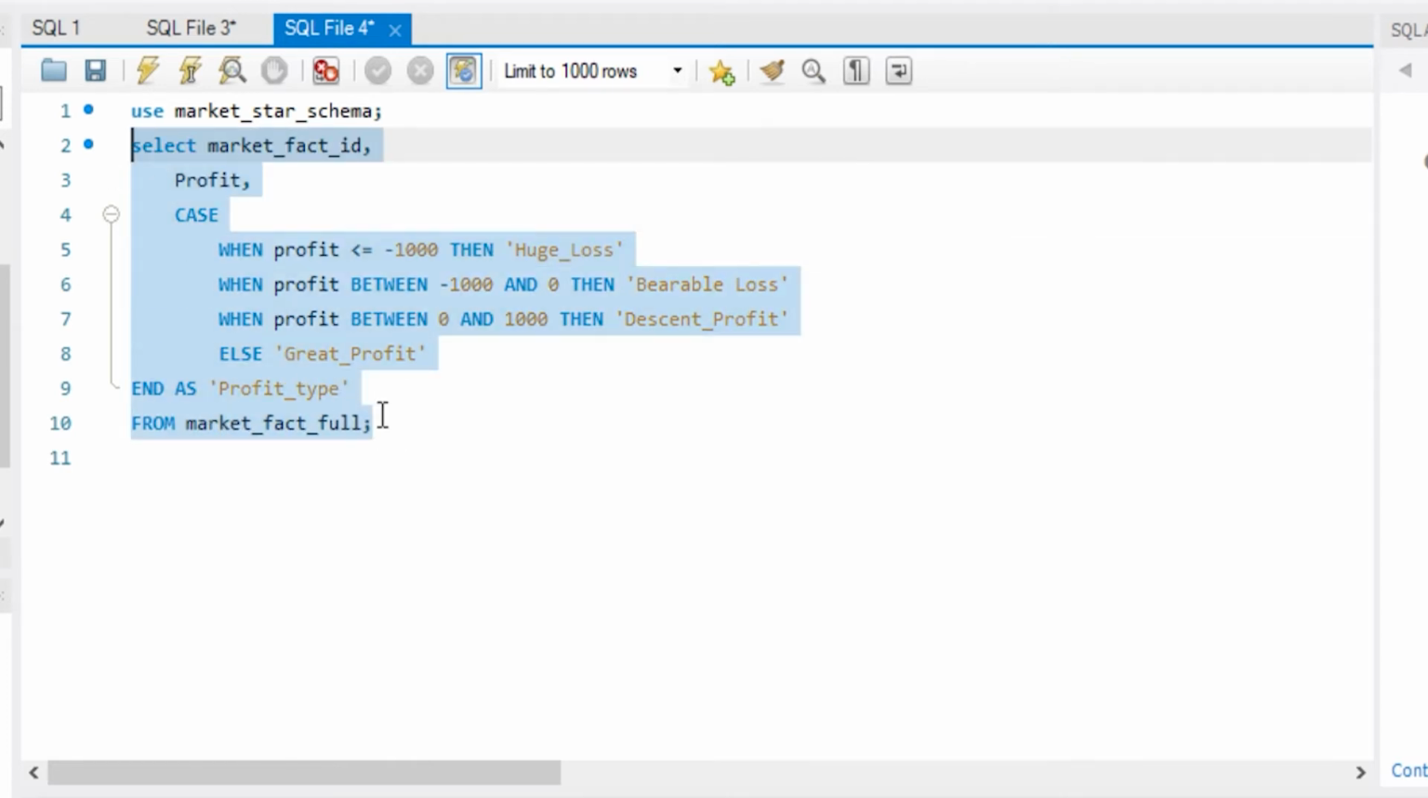So this question can be solved using the query: select market_fact_id, profit, case when profit less than or equal to -1000 then 'Huge loss', when profit between -1000 and 0 then 'Bearable loss', when profit between 0 and 1000 then 'Decent profit', else 'Great profit' end as profit_type from market_fact_full.